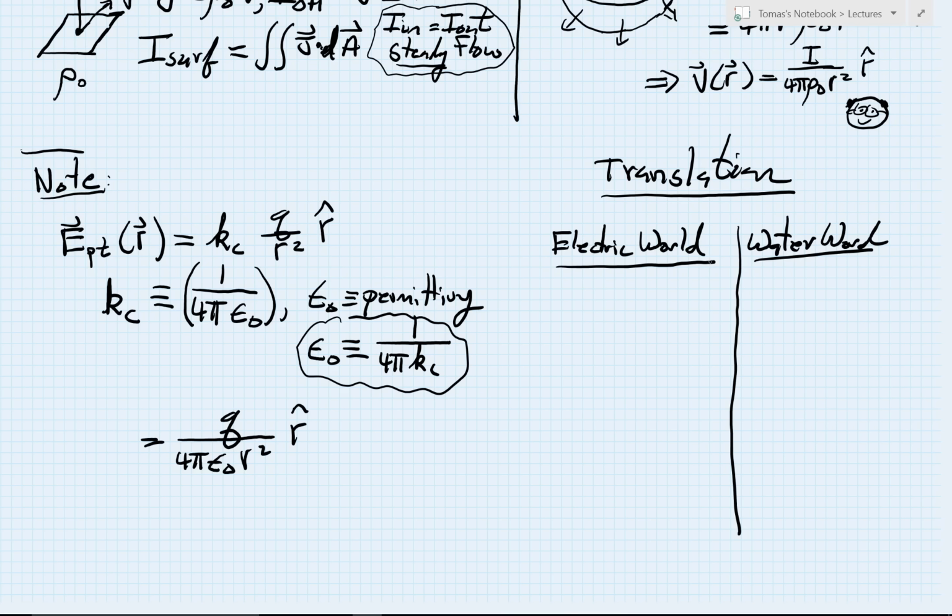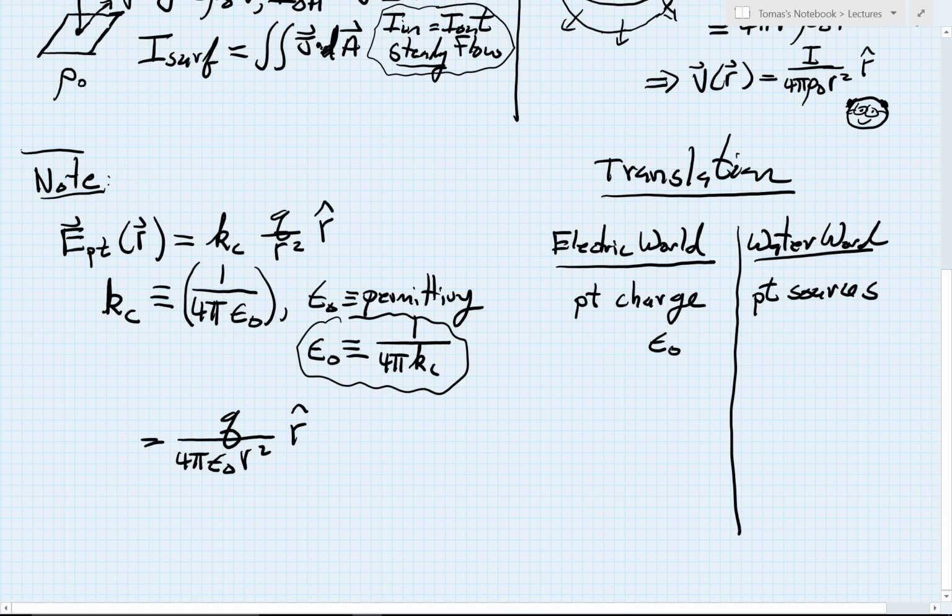But in any event, electric world and water world: everywhere in electric world that you have a point charge, in water world you can get a velocity field matching the electric field, provided at all those same locations you put point sources, our little sprinkler balls. Then also, in electric world, we have this quantity epsilon naught that determines the electric field.